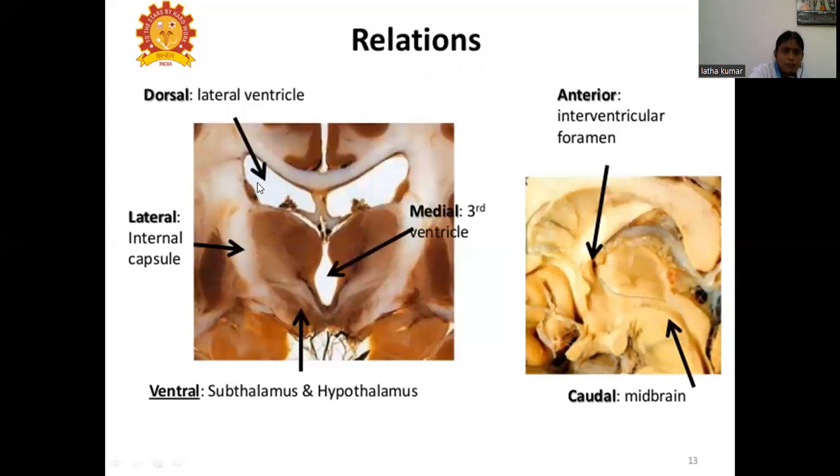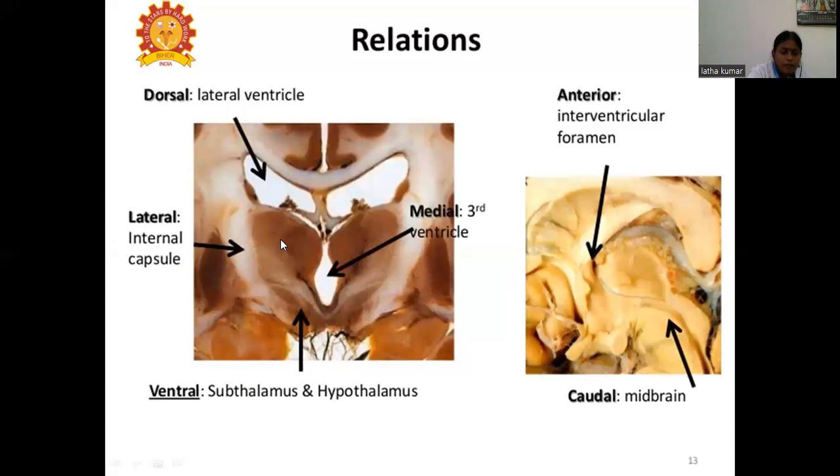Now all four surfaces: superior surface, inferior surface, lateral and medial surfaces. The superior surface or dorsal surface. So in this picture you can see superior surface, it forms the major part of the floor of the lateral ventricle. It is convex and triangular in outline.